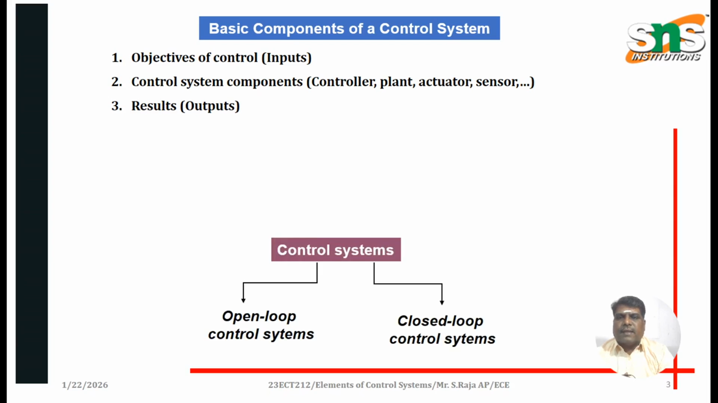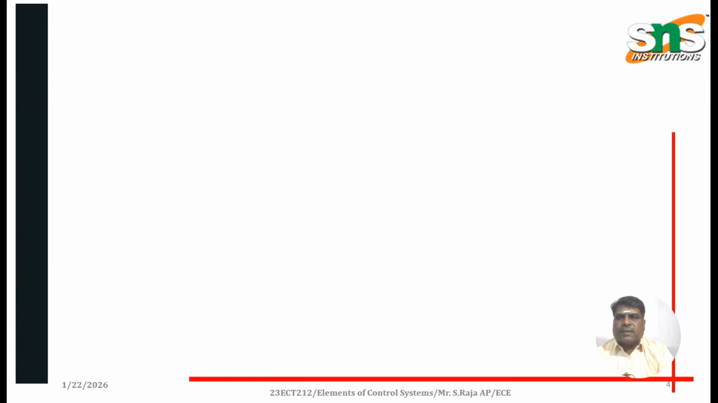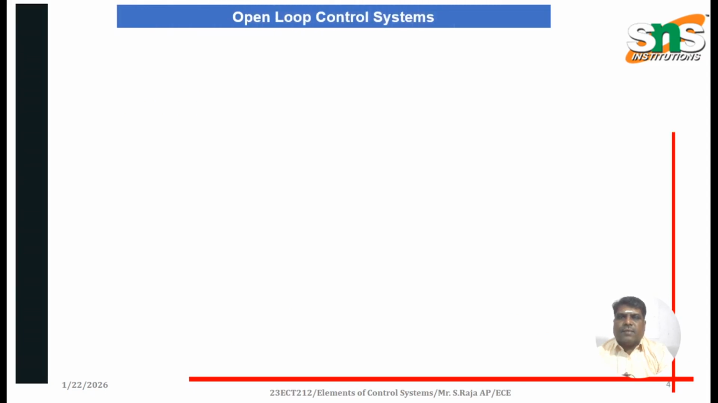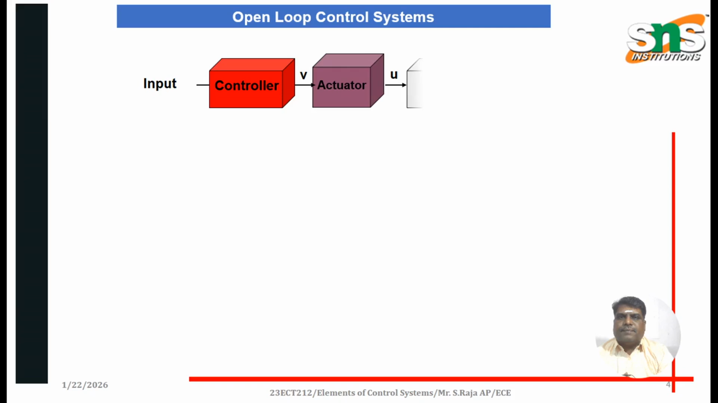Next we can see in detail. The control systems are further classified into two types. One is called the open loop control system, and the other is called the closed loop control system. Now we will clearly see what an open loop control system is.